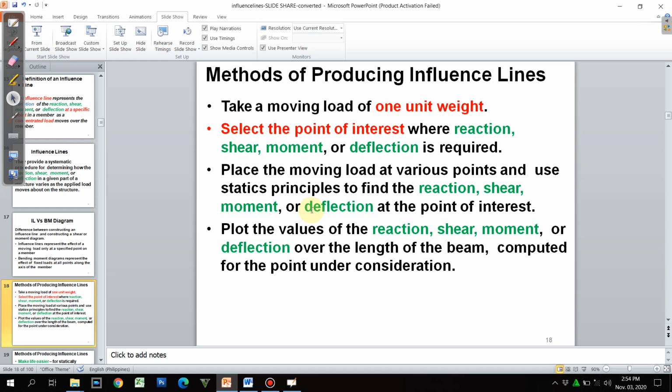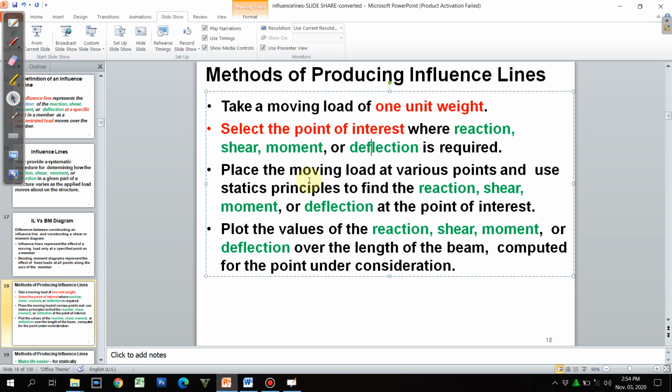So, methods of producing influence lines. Number one, we are going to use a unit load. This unit load is moving from left to right. Number two, select the point of interest. It is actually the unknown in the problem. If you are a designer, you might be concerned with the reaction at a certain point, the shear at a certain point, the moment at a certain point, or a deflection at a certain point. So it should be identified.